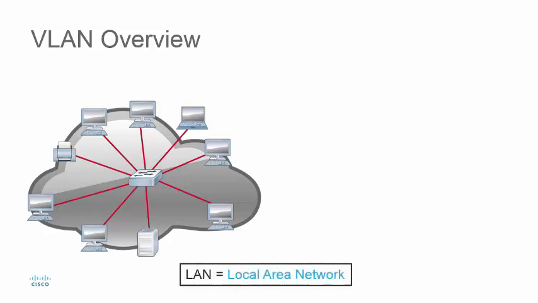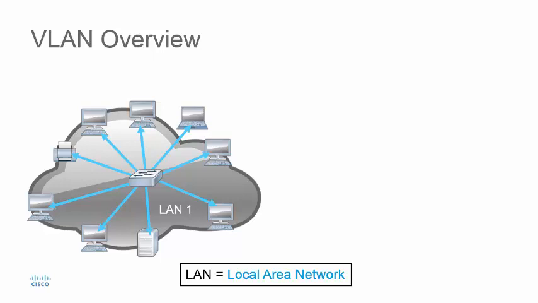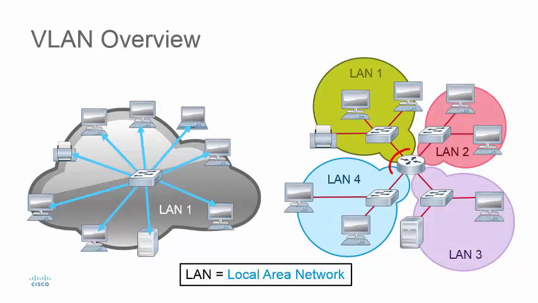A local area network, or LAN, gives the nodes that are connected to it direct access to one another. A LAN usually has one or more Ethernet switches. But if you want computers on different LANs to talk to one another, you would need a layer 3 device, usually a router.